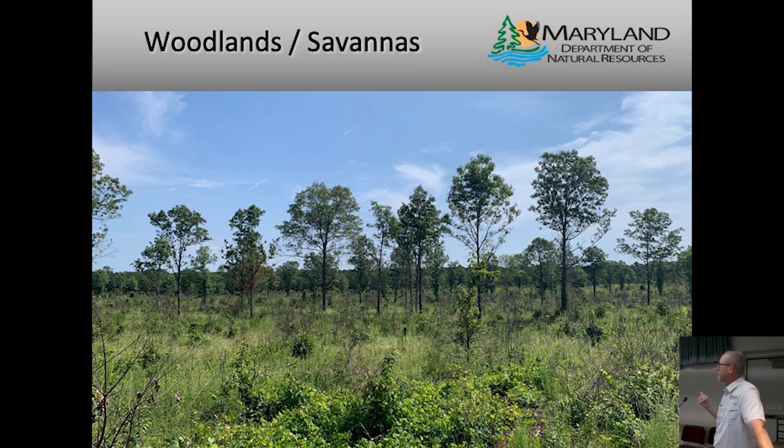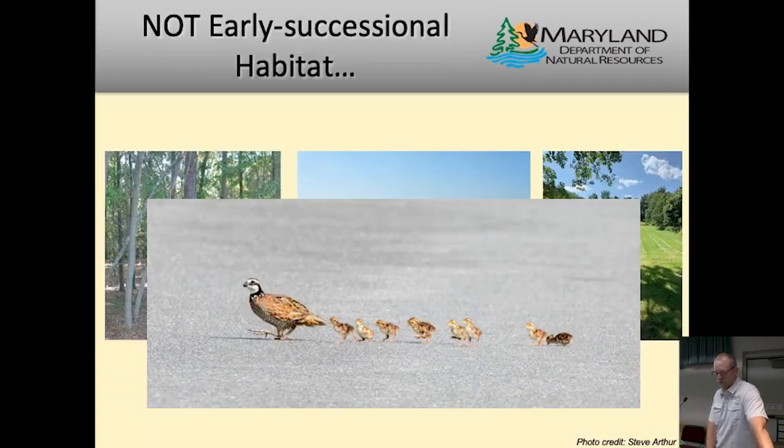Woodlands and savannas are two other terms that you might hear thrown around. Basically a similar type of habitat, it kind of depends on how many trees are remaining in that stand. Typically we think of savannas as a fairly low density of trees like this, and woodlands are more like 30 to 60% canopy coverage.